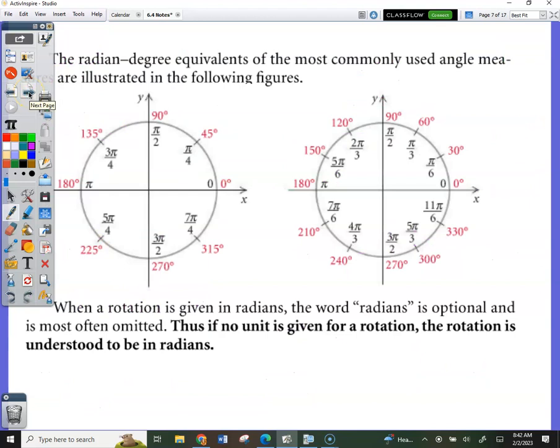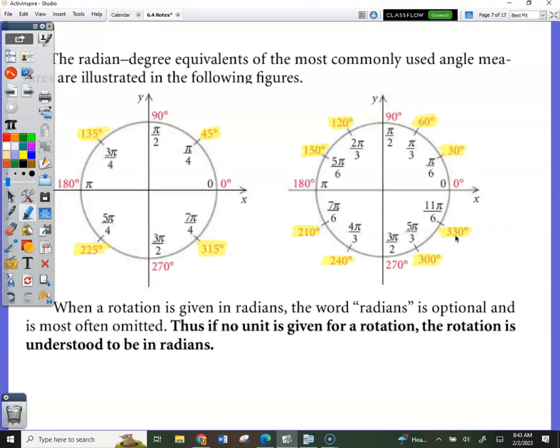So this slide is showing you the radian and degree equivalents that will be labeled on your unit circle. In fact, one will be superimposed on the other. The difference between the two is that the one on the left is hitting the 45-degree reference angle marks. The one on the right is hitting the 30 and 60-degree reference angle marks. That's the difference in those two pictures.